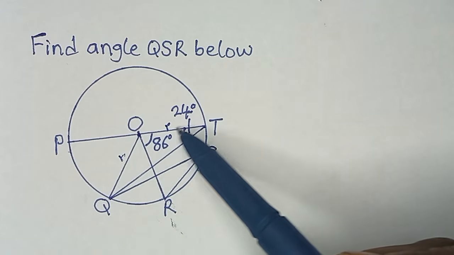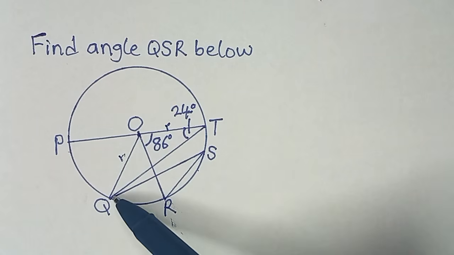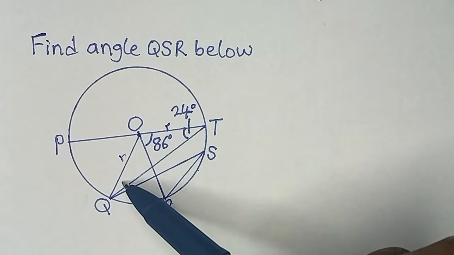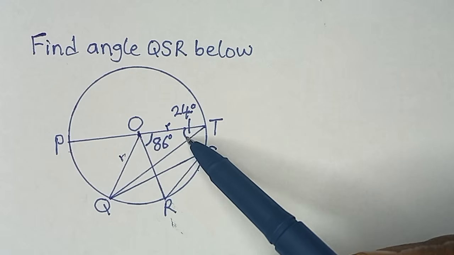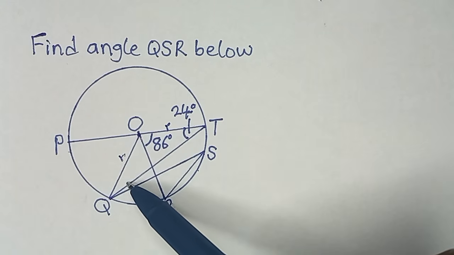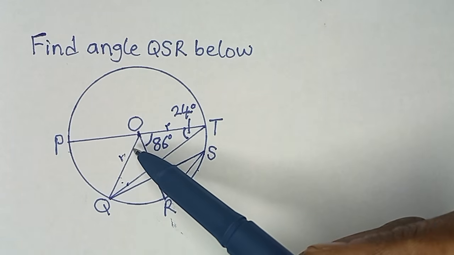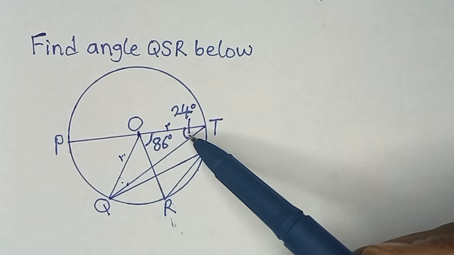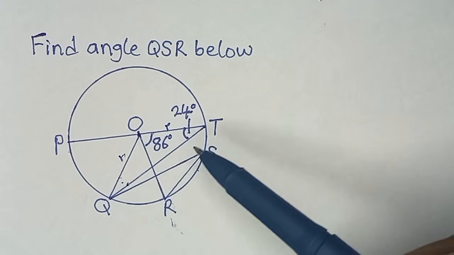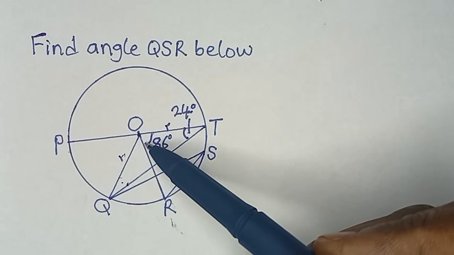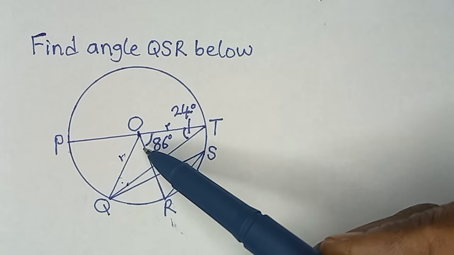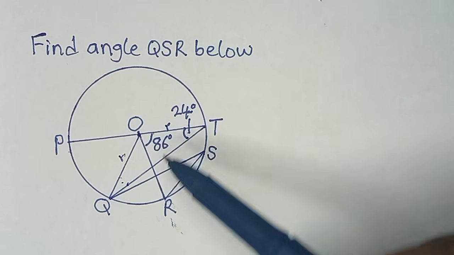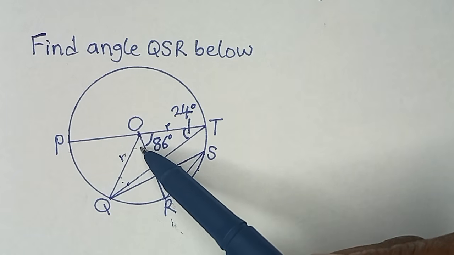Triangle QOT is an isosceles triangle, meaning that the two base angles will be equal. So if this base angle is 24, that means this base angle here will also be 24. And then from there, now that you know 24 and 24, we can find the whole of this angle. When we subtract 24 plus 24 from 180, it is going to give us the whole of this angle. And then when we subtract 86 from it, it's going to give us this remaining angle.